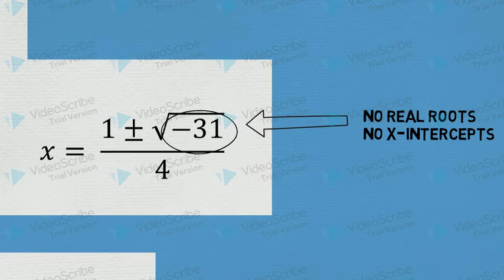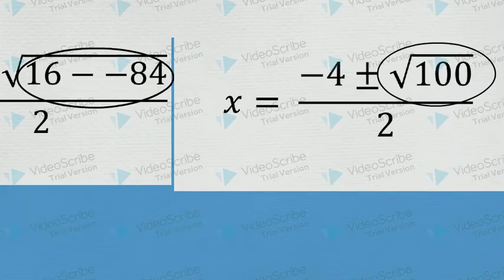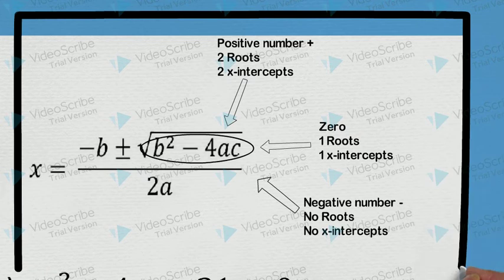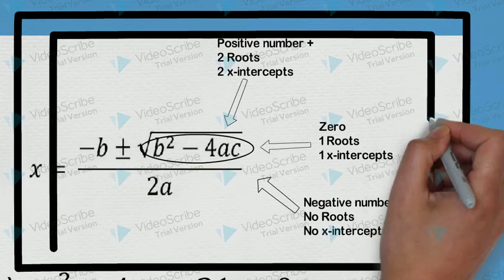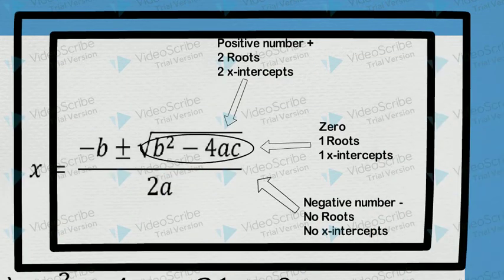So let's talk more about the number under the radical in the quadratic formula. If after you simplify the number is positive, that means the quadratic equation has 2 roots. If the number is 0, that means the quadratic equation has only 1 root. And if the number is negative, that means the quadratic equation has no roots. This makes sense because there is no square root of a negative number.